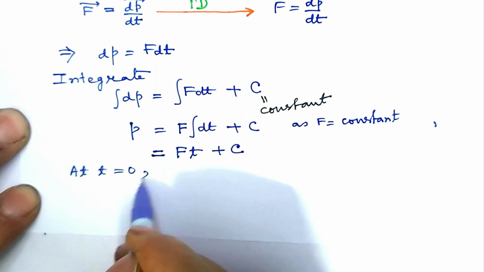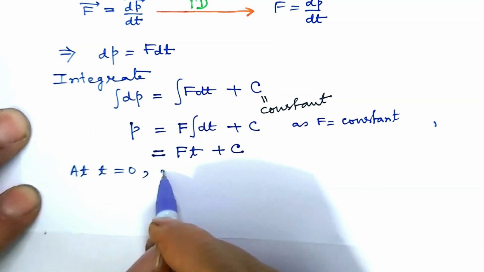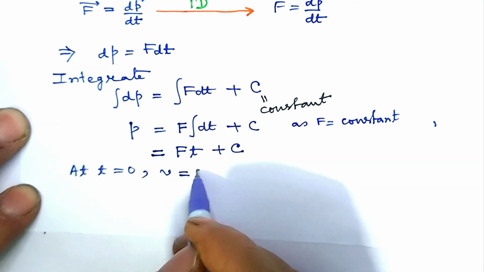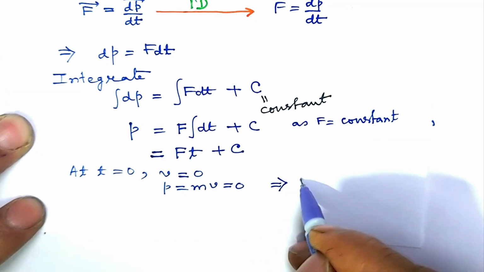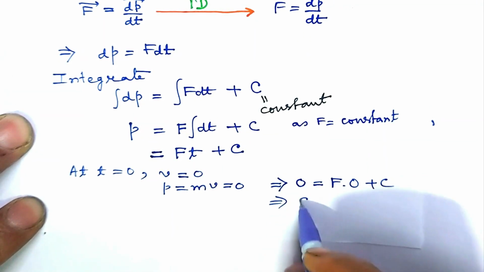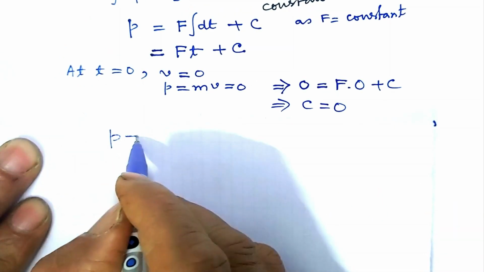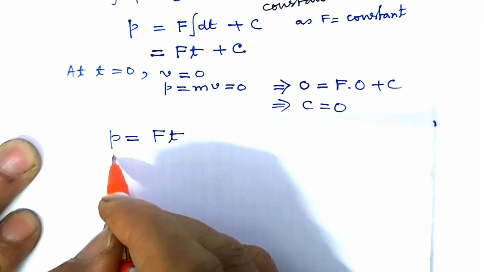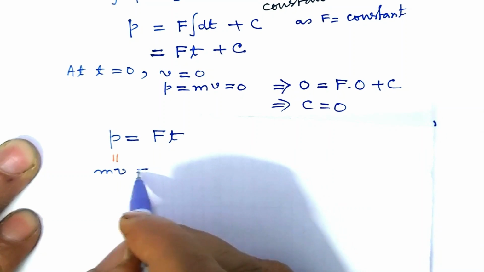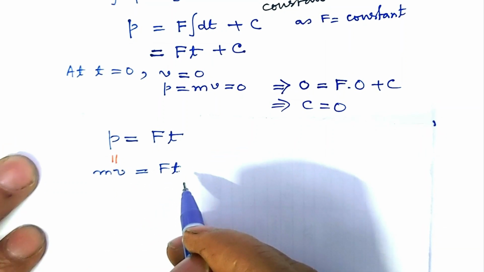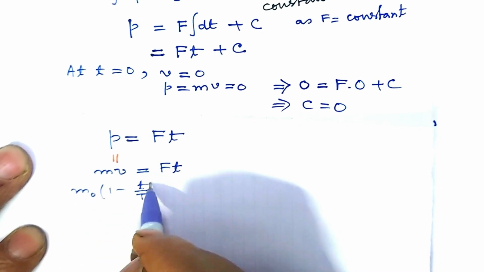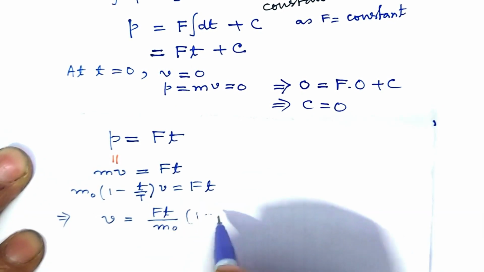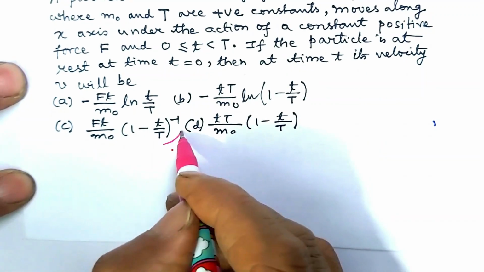At t equal to 0, particle is at rest, implying that velocity v equal to 0 and hence momentum p equal to 0. So c equal to 0. Thus p equal to ft. Again p is mv, so we have mv equal to ft. Put the expression of m to get. So the option C is the correct one.